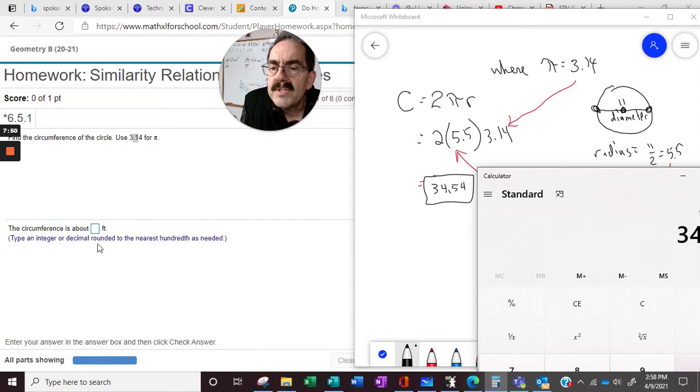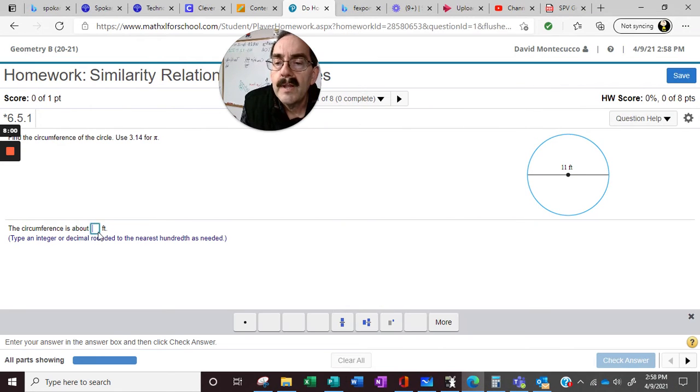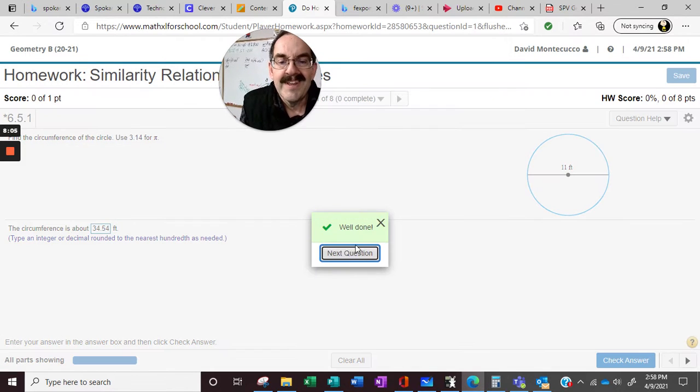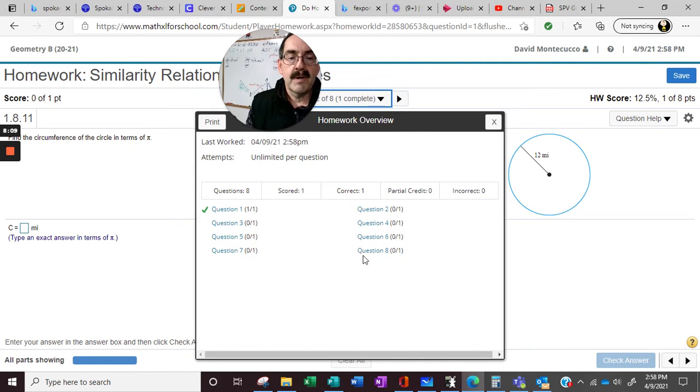Type an integer or decimal, round to the nearest hundredth, 2 decimals. Let's try it. 34.54. Oh, awesome. Okay, and remember, I always agree, I'll try the first and the last problem.